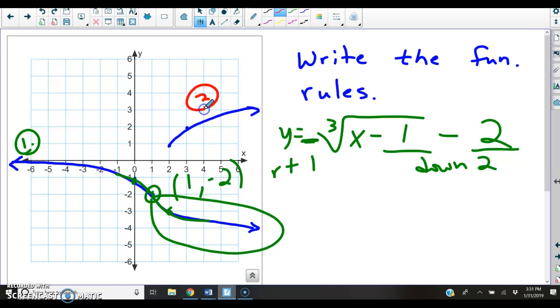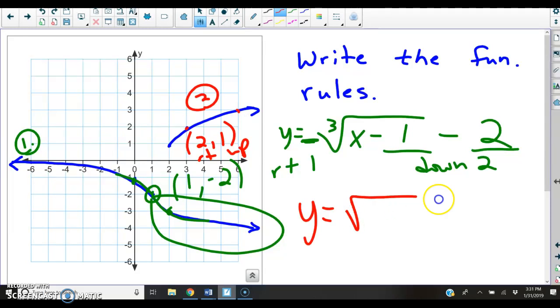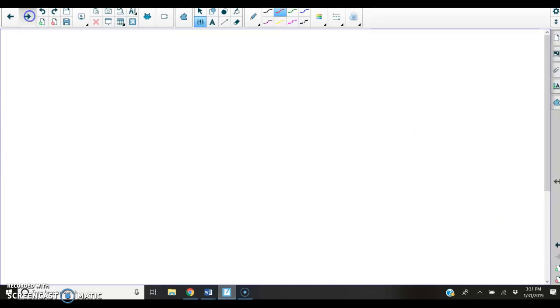Second one. It's only one branch. I think it's square root. My vertex is at 2, 1. So it's right and up. So when I graph this one, I think it's pretty normal. I think my coefficient is 1. But when I do the square root, it's going to be x minus 2. Again, it's opposite, plus 1. And I think I've got that graphed pretty well.